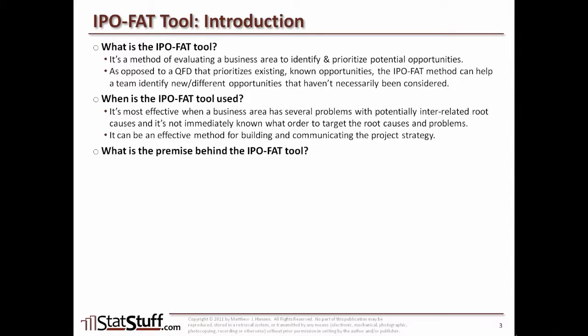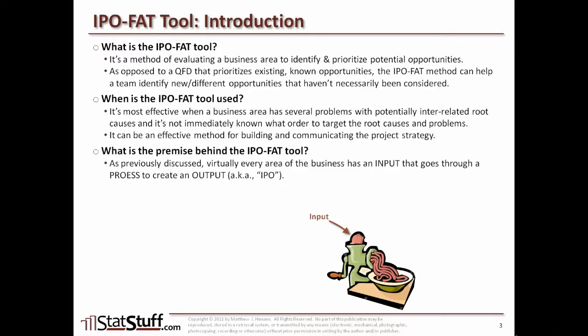So the premise behind the actual IPO FAT tool is built on, first of all, the input, process, and output for everything that usually is associated within the business. That is, everything can go back to the IPO: an input that goes through a process and creates some sort of output, similar to the meat grinder example that we've used in the past.